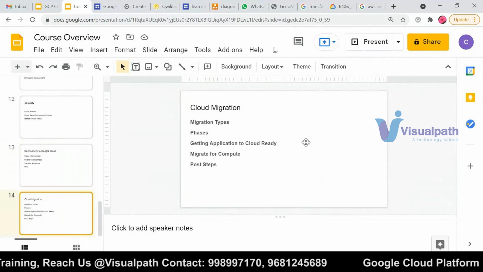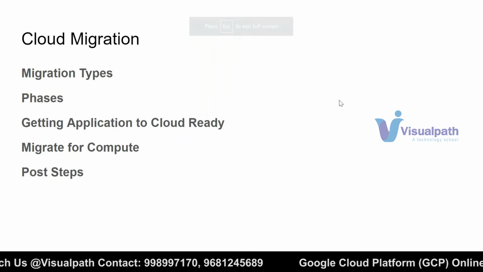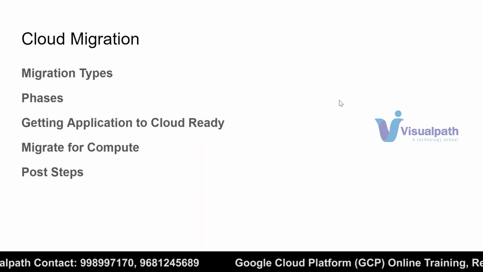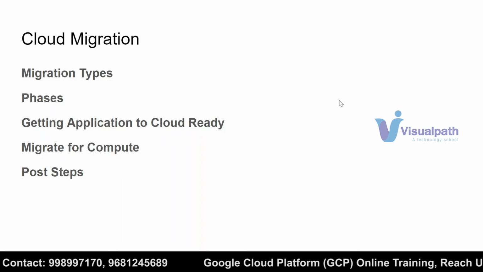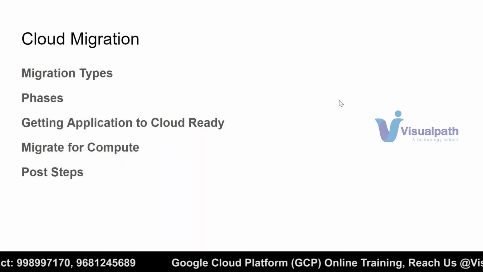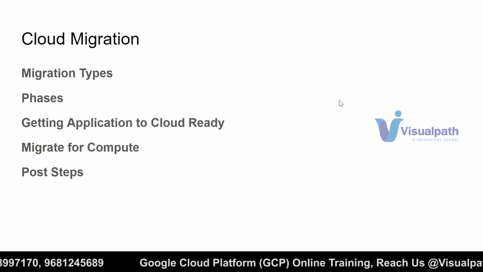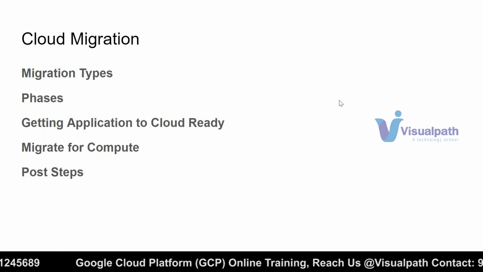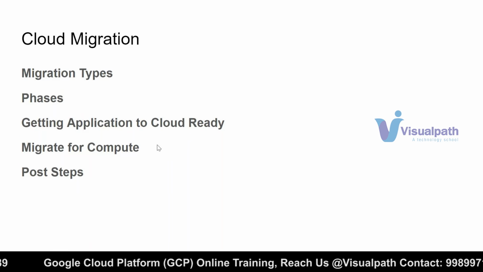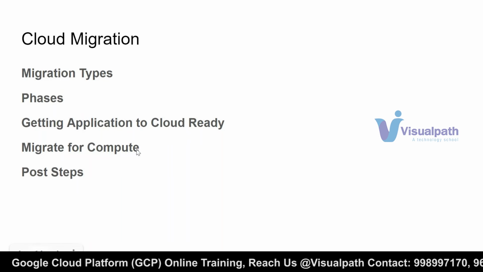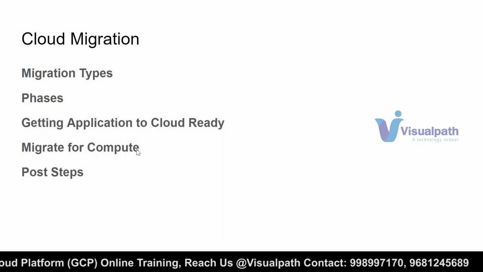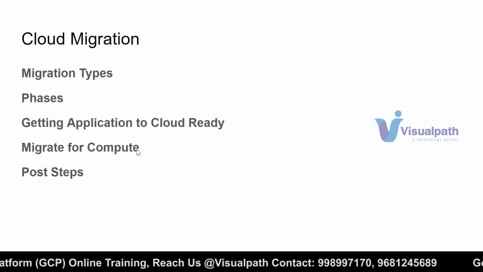Then the last thing is cloud migration. What are the migration types we have in general? The migration types are general for all cloud environments, AWS, Azure, and GCP. We have different migration types like rehost, replatform, retire, and all. And what are the migration phases, and how to get your applications cloud ready. Migrate for Compute is a tool we use to migrate to Google Cloud. Like for AWS, we have CloudEndure, similarly for GCP, we have the Migrate for Compute service.